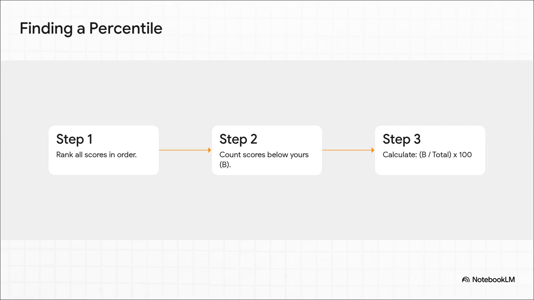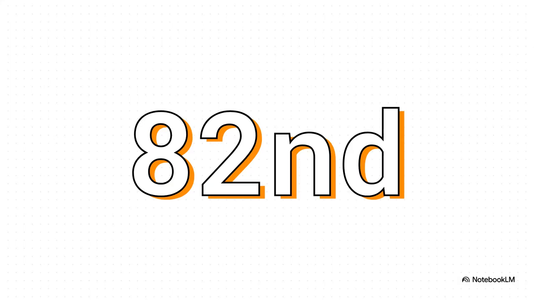And the process for figuring it out? It's actually super simple. Just imagine lining up every single score from the lowest to the highest. All you have to do is count how many people scored less than you, and then you just turn that number into a percentage of the whole group. That's it.